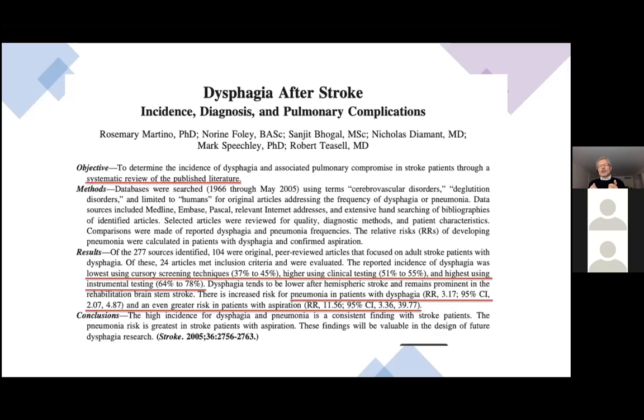And why should we know this? We should know this because it is very clear from the review that dysphagia, swallowing difficulty, is correlated with developing pneumonia. And if you develop pneumonia, it's correlated very strongly with a very poor outcome after stroke. So screening for dysphagia is a best practice recommendation, and you need to ask about it and you have to screen for it.